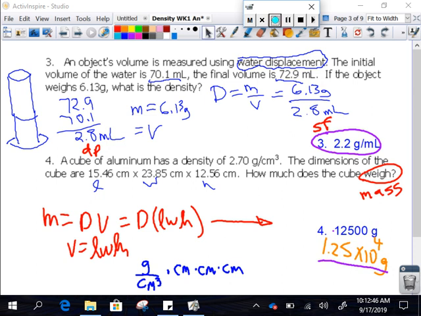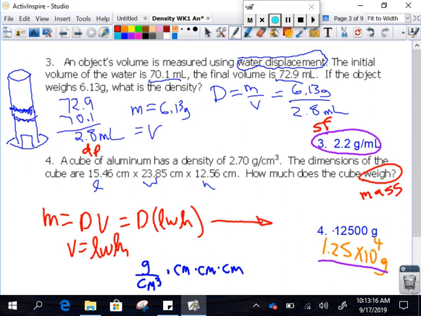So in question 3, we read the first sentence. We say an object's volume is measured by water displacement. And I want to remind you that in water displacement, that means that when the object is placed into the water, you're going to see the water level go up. So it goes from one initial volume to a higher volume. And so if we compare how the volume of the water changed, we'll know how big the object is.